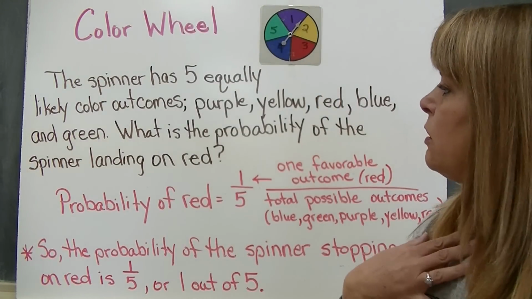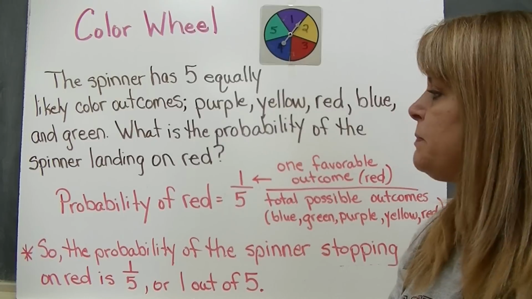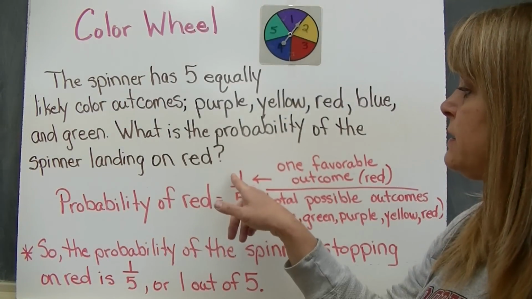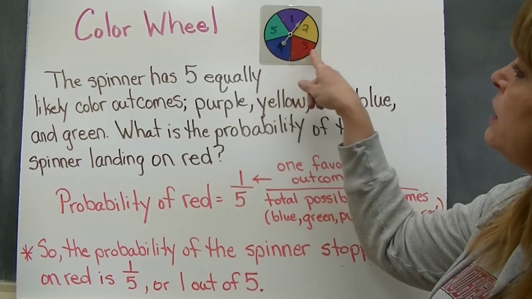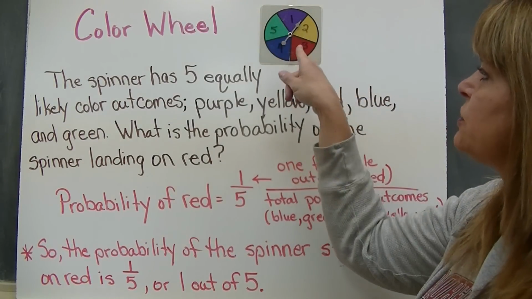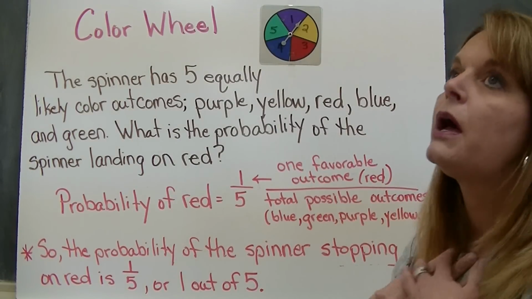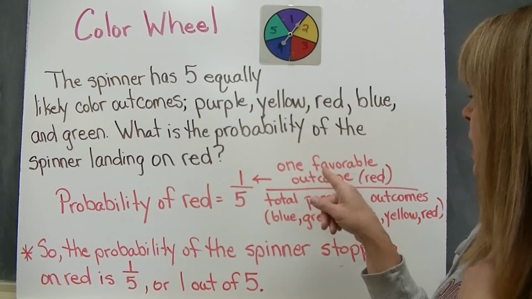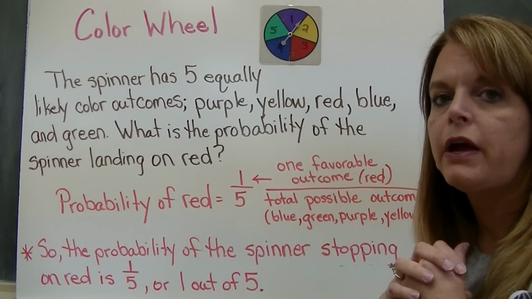Well, I want to know, what's the probability of the spinner landing on red when I spin it? Well, the probability of red is 1/5. Right, 1/5, because one of my 5 sections is red. One favorable outcome, that's what I want. I want it to land on red. That's what I want. My favorable outcome is red, and there's only one chance that it can land on red.